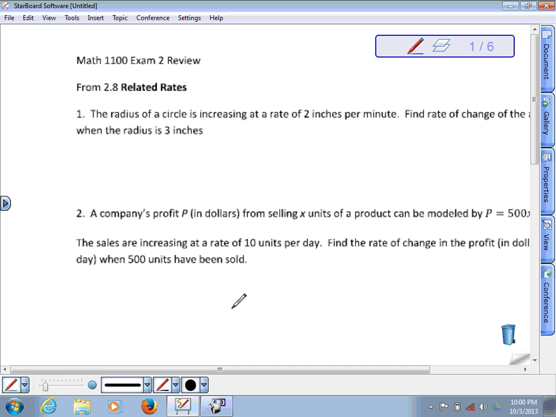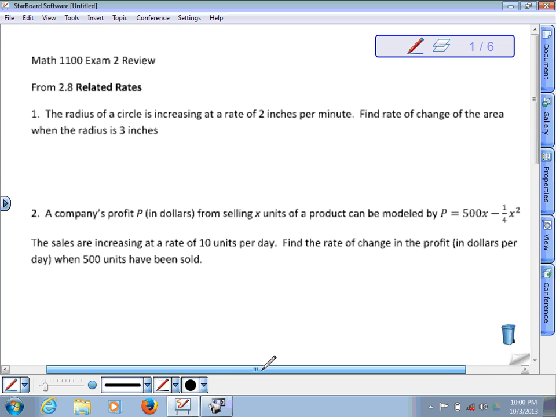Okay, question 1 from section 2.A, related rates. It's titled related rates because we have to relate two different rates, two different things that are changing. We have the radius of a circle that's changing at a certain rate. We need to find the rate of change of the area. So what we're going to do is we need a formula that relates the area to the radius. Area is equal to pi times the radius squared.